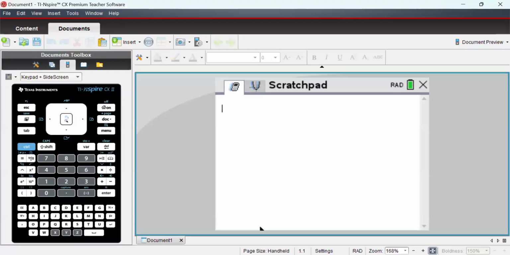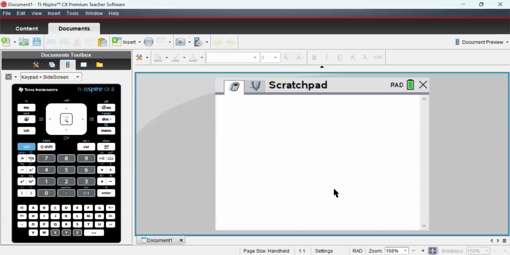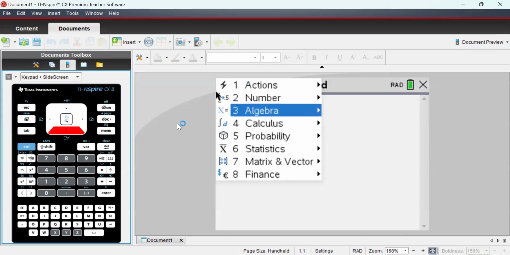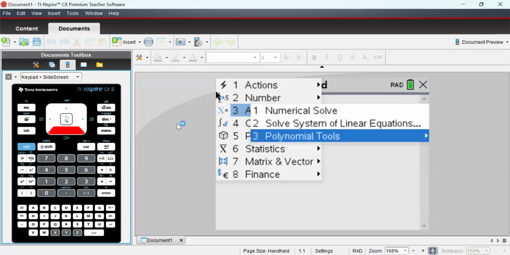All right, and again, real quick, let me flip back. There is a place here for you to make calculator notes, and you can stop this as needed. So you're on the main screen where you would just add and subtract things. You're going to hit menu. You're going to go to number 3, algebra. Again, if you have the CAS, yours is going to be a different lineup. You want to go to polynomial tools.